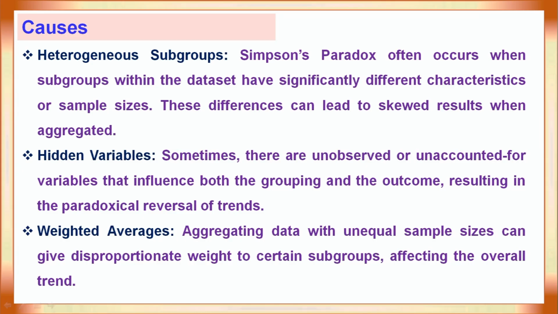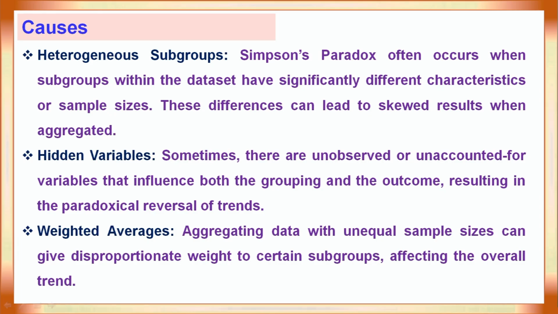The second one is the hidden variable. Sometimes there are unobserved or unaccounted-for variables, that is, extraneous variables, that influence both the grouping and the outcome. And this results in a paradoxical reversal of the trends. So this extraneous or hidden variable is another reason for this Simpson paradox.